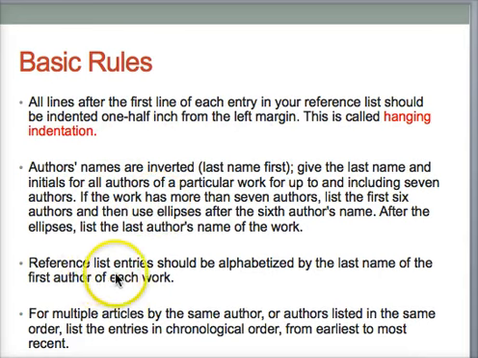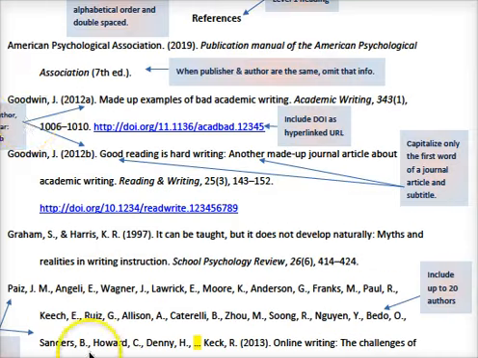You're also listing all your reference entries in alphabetical order. So let's go back and take a look at what that looks like. When I say alphabetical order, I mean that you start with all the A's, then check if any of your sources start with B, C, D, etc.